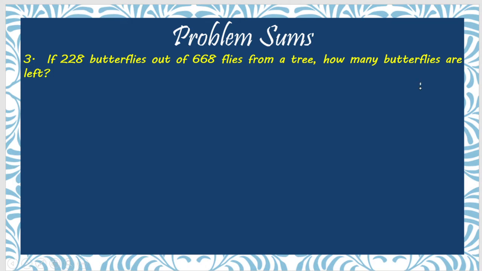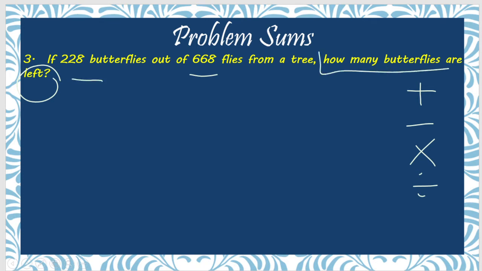For the mathematical operations, plus, minus, multiply and divide, we have to find out which operation to do in this question. If 228 butterflies out of 668 butterflies fly from a tree, how many butterflies are left? Left means bachi hai. It means that you have to do minus. If you see "left" in the last half of the statement or problem, then you have to perform a minus.